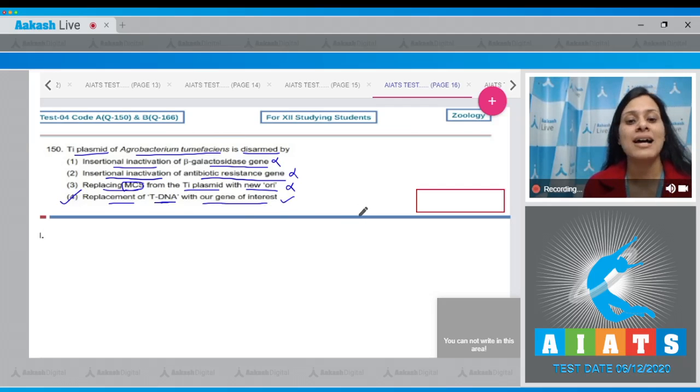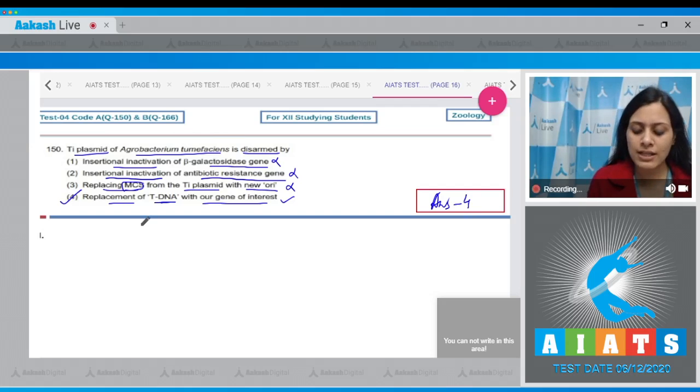Because Ti plasmid has its own origin of replication gene. Ti plasmid has been disarmed by replacement of transfer DNA or tDNA with our gene of interest. So the correct answer to this question is option number 4. Let's move on to the next question.